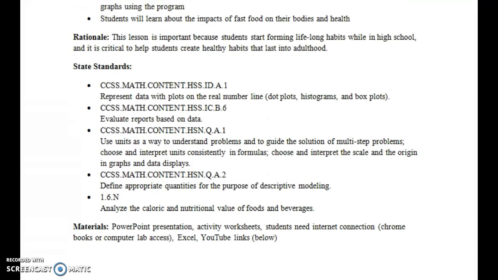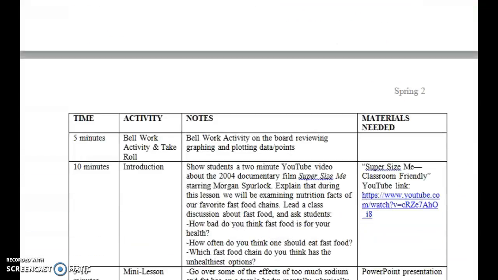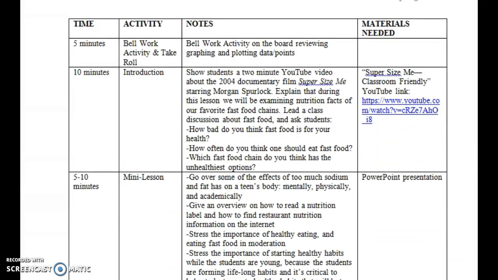This lesson includes lots of Common Core math standards, and it also includes the California Health Standard analyzing nutritional value of foods and beverages. So overall, in this lesson, students will be researching different fast food chains, finding out nutritional value for those food chains, plotting the data, and then presenting their findings to the class.